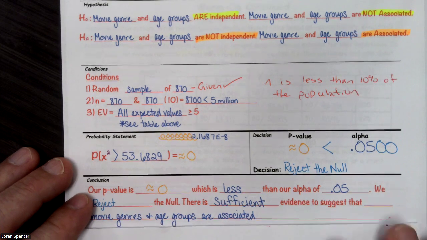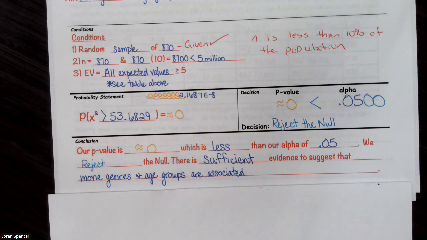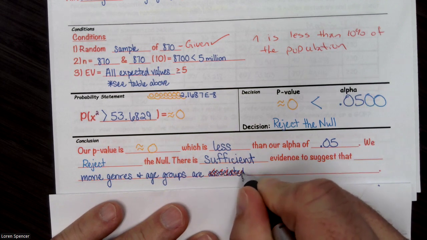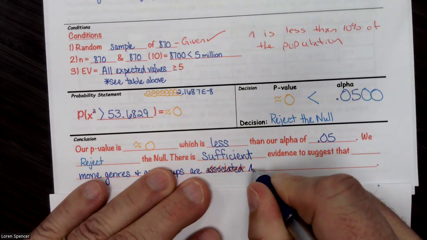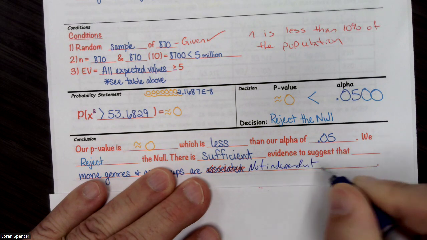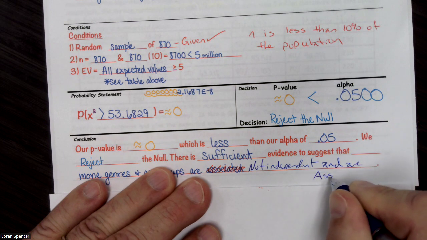So our conclusion: our p-value is approximately 0, which is less than our alpha 0.05. We reject the null. There is sufficient evidence to suggest movie genres and age groups are, I would prefer to say, and so I'm going to scratch this out, are not independent, and are associated.